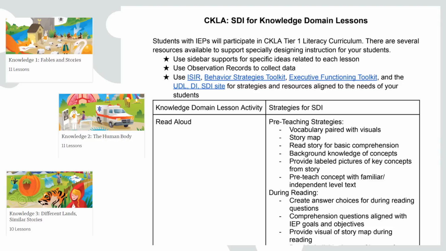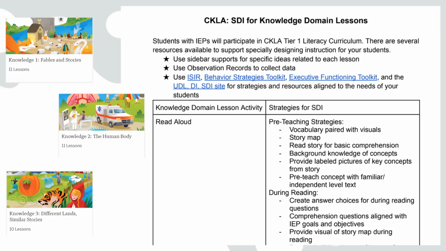In the area of read alouds, there are ideas for SDI before, during, and after the read aloud. For example, if my student has expressive language needs, I may need to provide answer choices for the open-ended questions usually included during read aloud. If my student has needs in the areas of processing speed or working memory, which impact their comprehension, I may need to pre-teach the read aloud using a story map with visuals. In the area of application and writing activities, strategies such as color coding, visuals and checklists, or using drawing as a pre-writing strategy are noted.